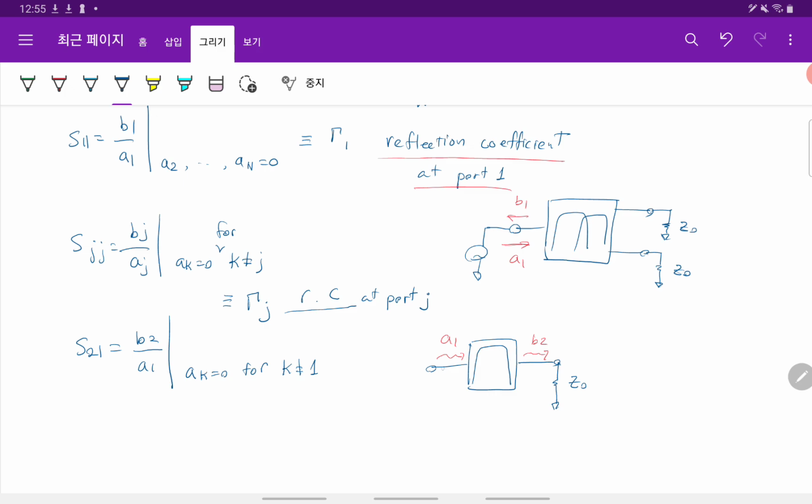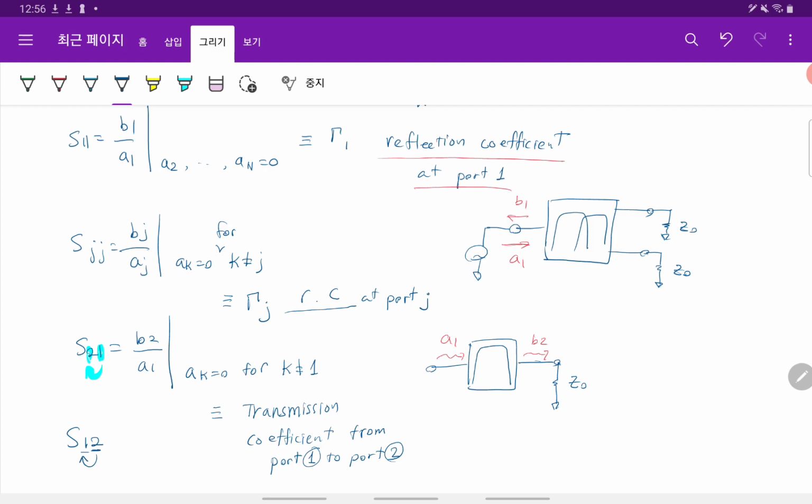So what does it mean? If a wave is incident, some wave will show up in port 2. That means how much transmission happens, right? So this is a transmission coefficient from port 1 to port 2. So you should know that it is port 1 to 2. So if we say S12, it means from port 2 to port 1.